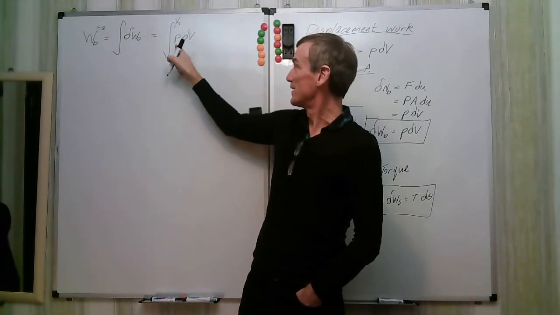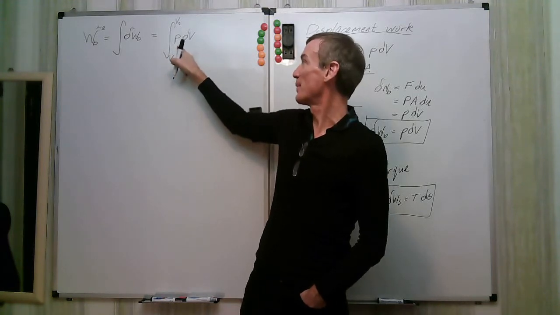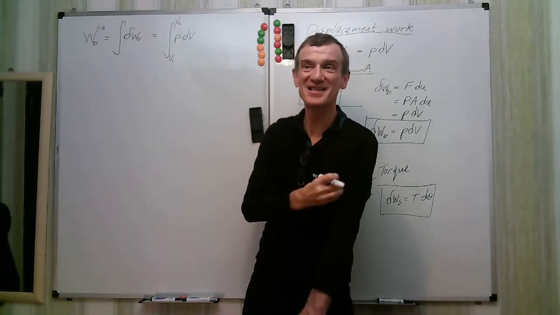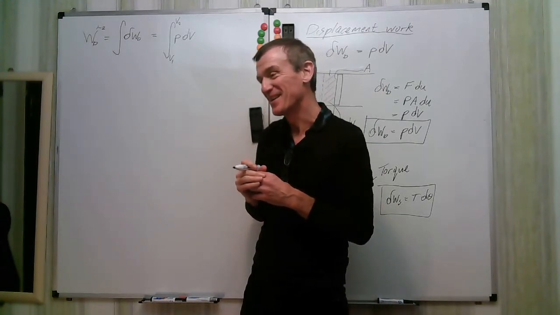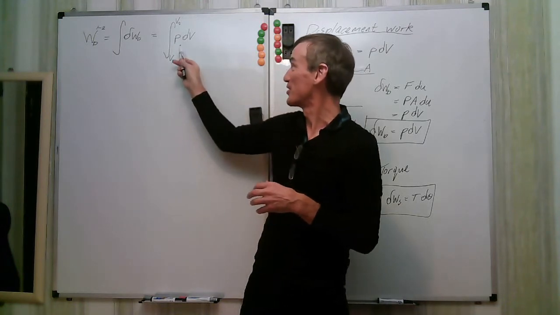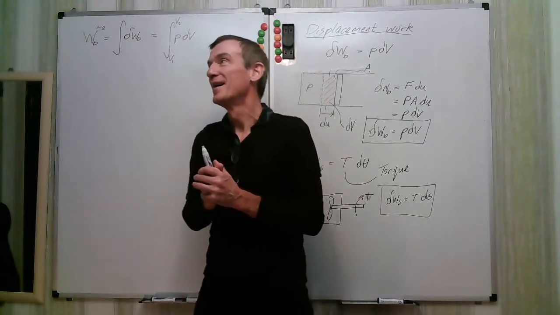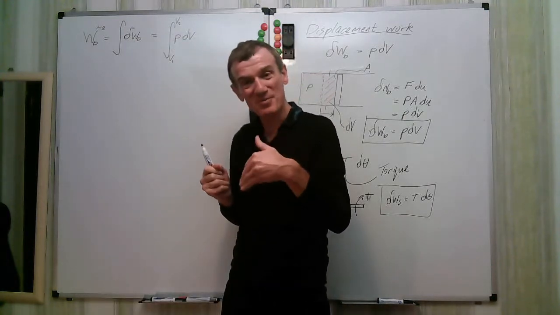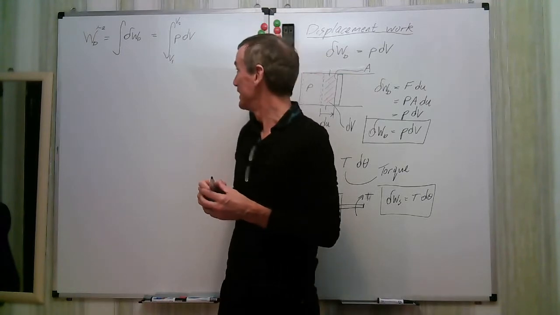We're imagining a quasi-static process, so things are very slow, so that P is well defined. This is the issue with quasi-static. Why we're restricting ourselves to that is that we want to make sure that we can define our properties in our system as we move from one end state to the other.